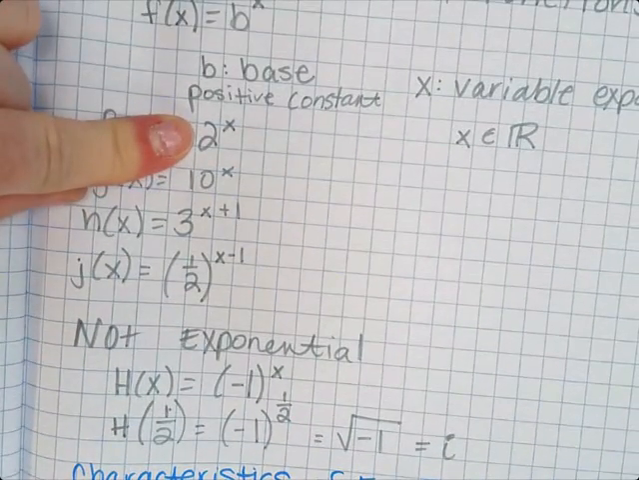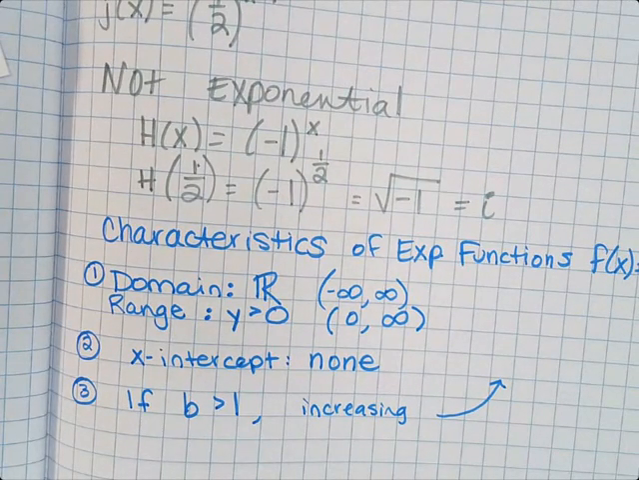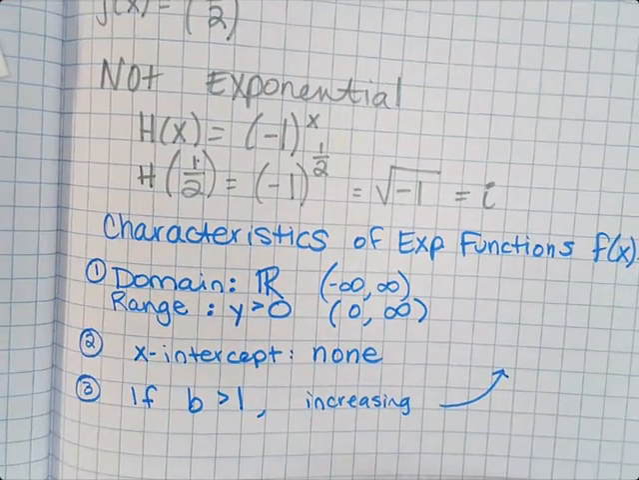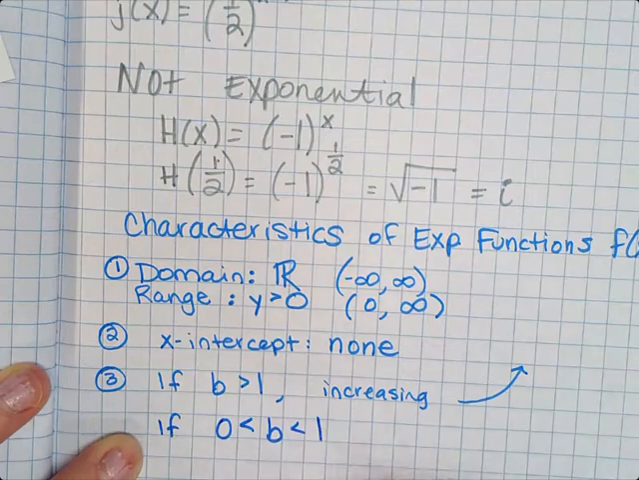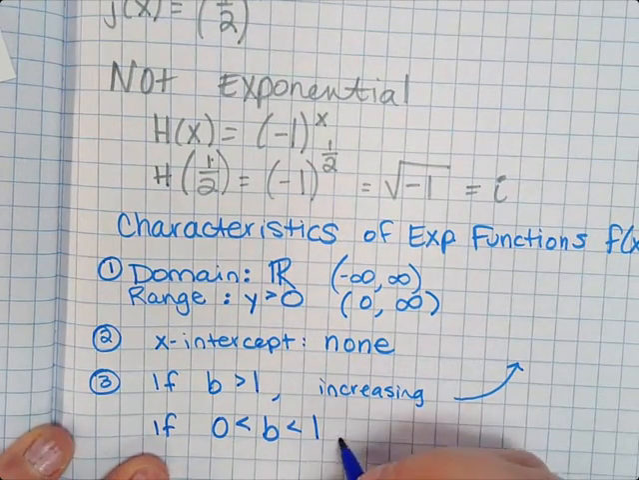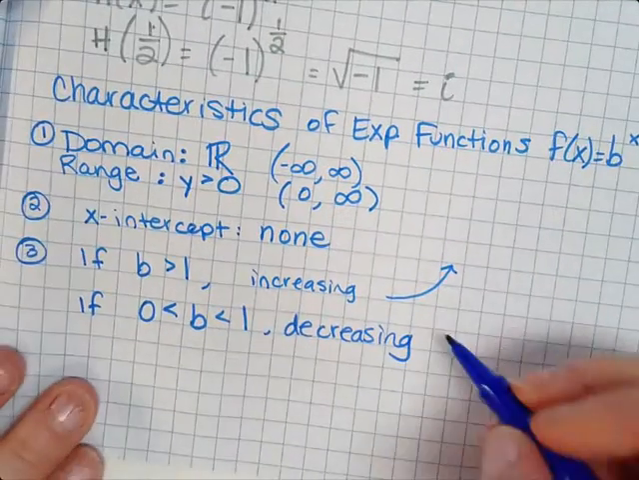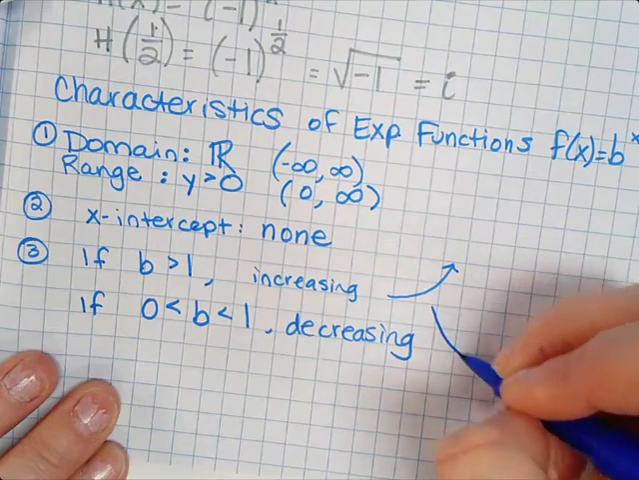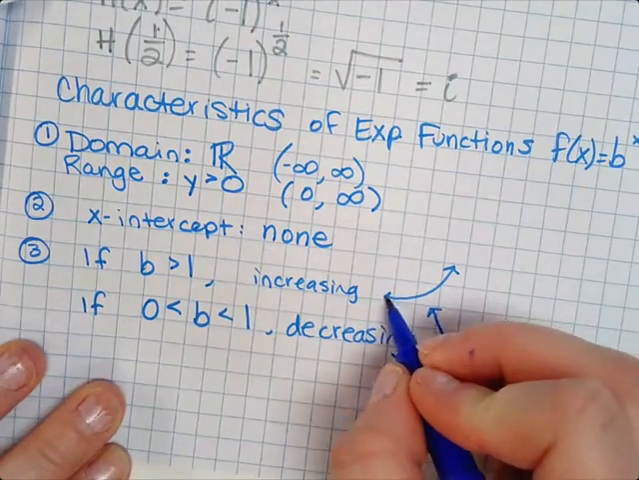But we have been talking about this being a positive constant, right? So we are not going into negatives. It can be between 0 and 1. So if it's between 0 and 1, it's going to be decreasing. So it's going to go down like that, but never cross the x-axis.